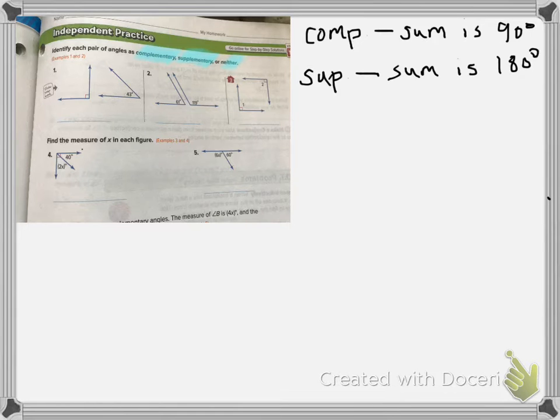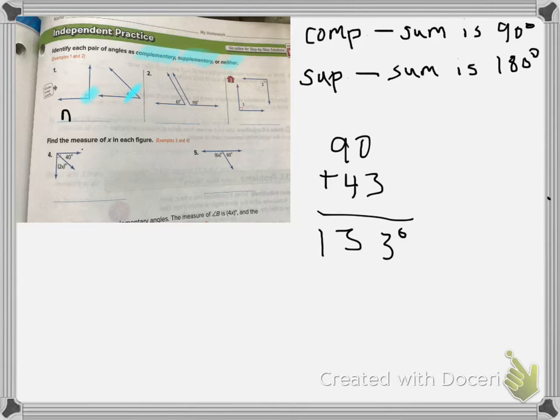So let's look at question 1. It gives us an angle that we can tell is 90 degrees because of that box that's in the corner. And then it gives us another angle that is 43 degrees. So if we find the sum of those two angles, 90 plus 43, I don't think I have to really explain that one too much further, but 90 plus 43 does not equal 180 degrees. Instead, that's going to equal 133 degrees. So this one would be neither. It is neither complementary nor is it supplementary.